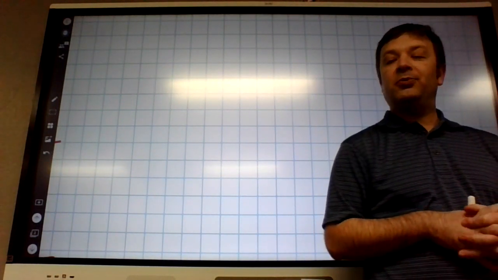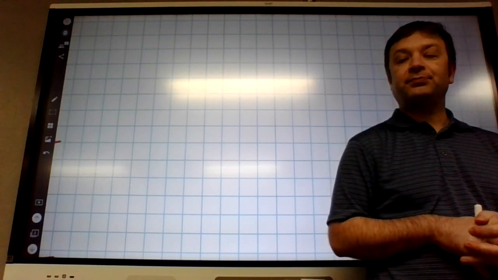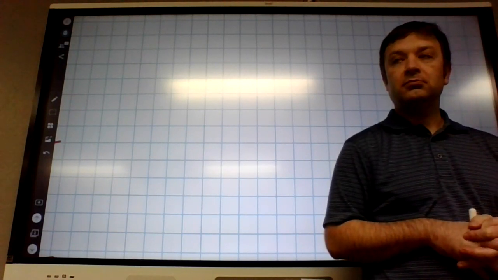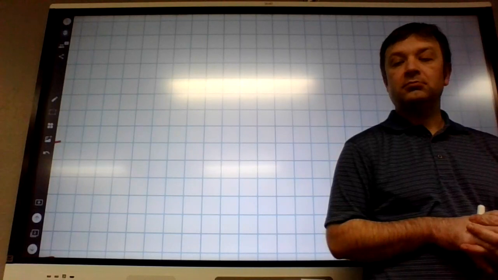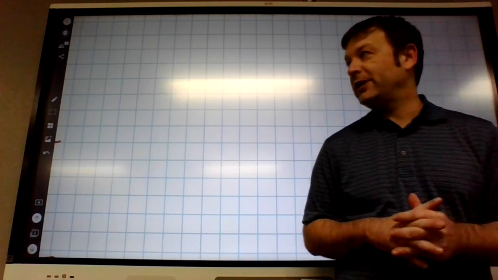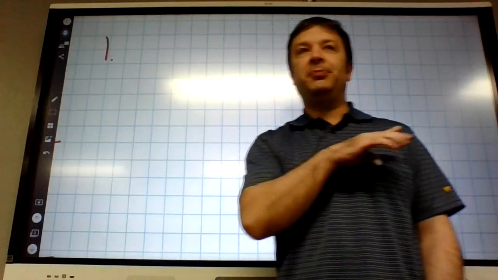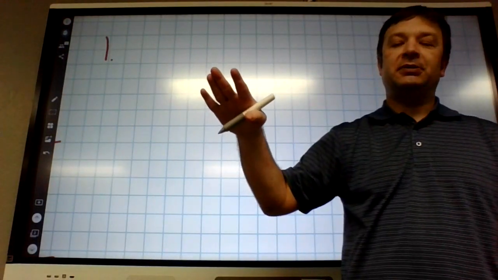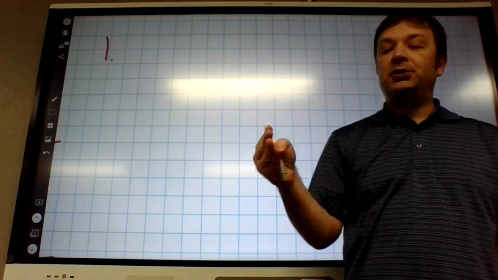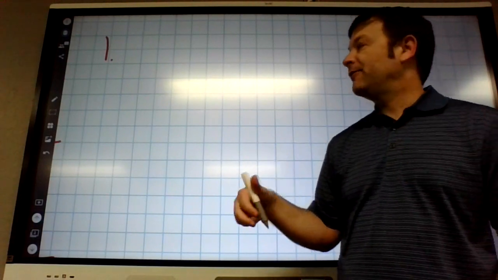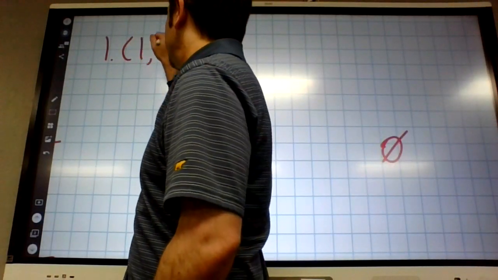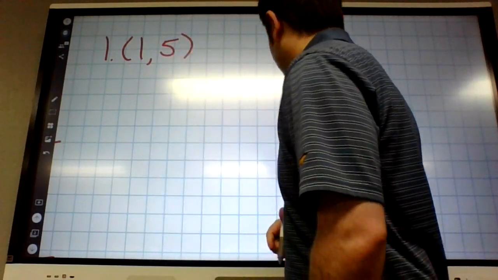Case, on number 1, where do those 2 lines intersect? Okay, I gotta count here. 1, 5. So that would be 1 to the right and 5 up. Remember, you move right or left first. So it's like a number line. You move 1 to the right and 5 up. So number 1 is (1, 5).